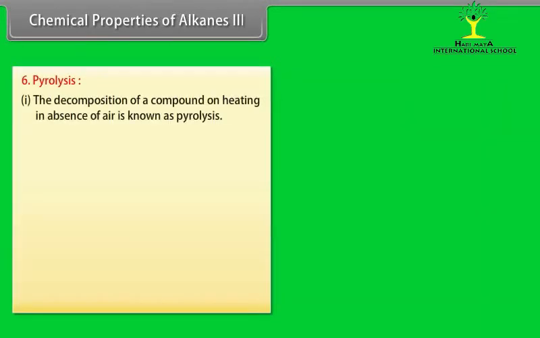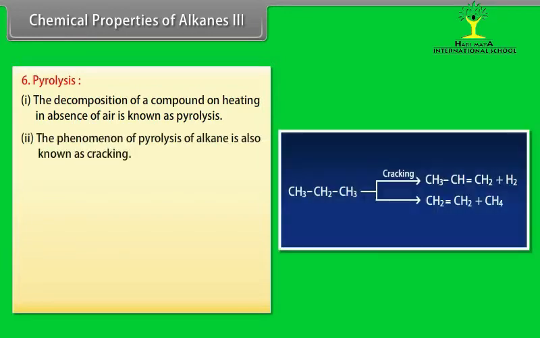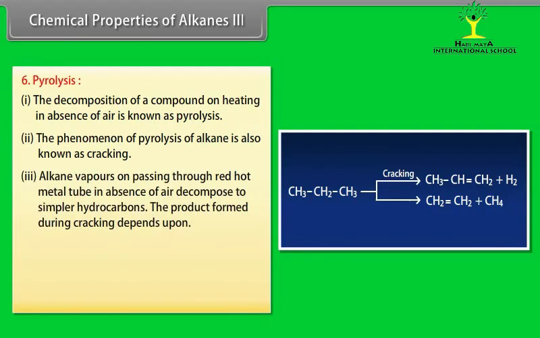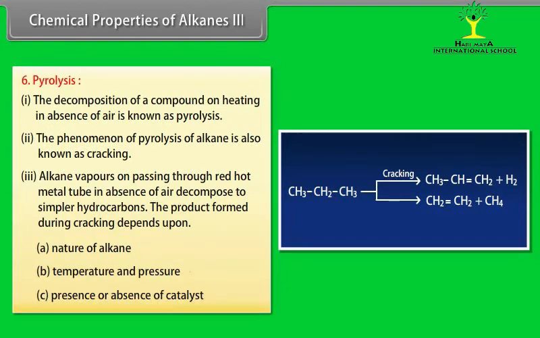Pyrolysis. Number 1. The decomposition of a compound on heating in the absence of air is known as pyrolysis. Number 2. The pyrolysis of alkanes is also known as cracking. Number 3. Alkane vapors, on passing through a red-hot metal tube in the absence of air, decompose to simpler hydrocarbons. The products formed during cracking depend upon: A. the nature of the alkane, B. temperature and pressure, C. presence or absence of a catalyst. Here is an example of cracking.